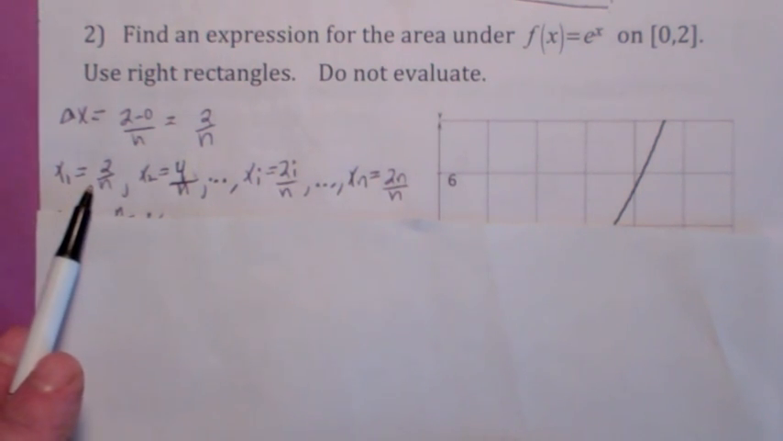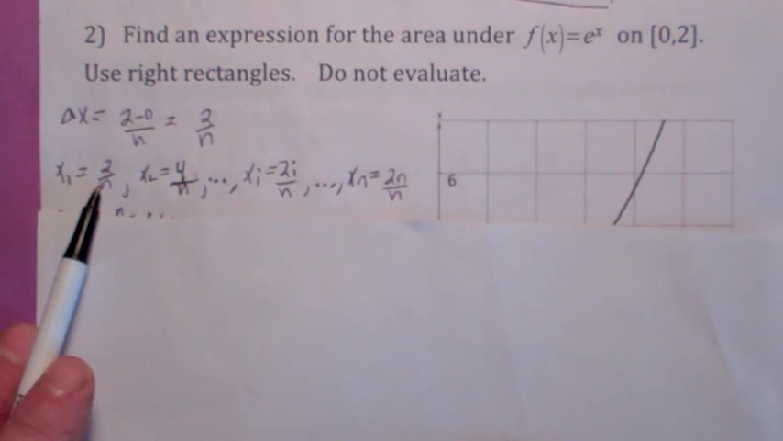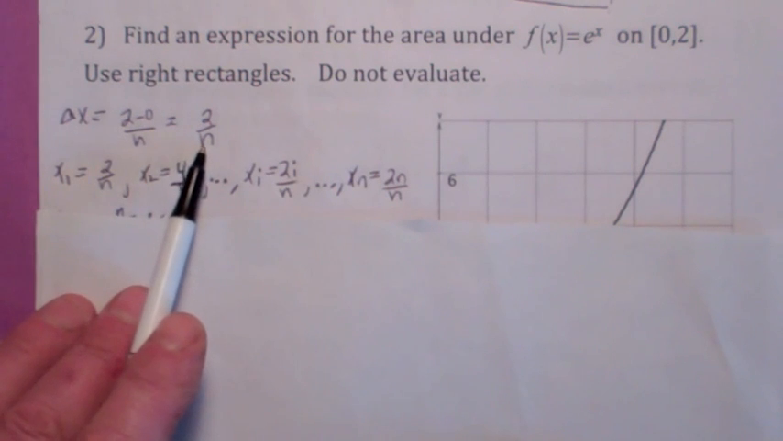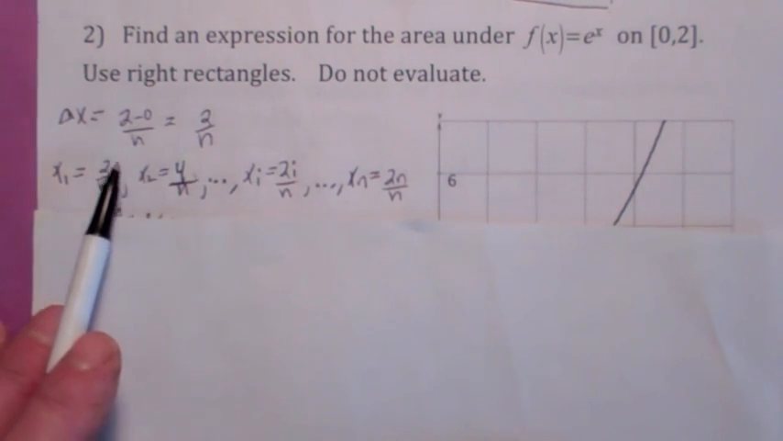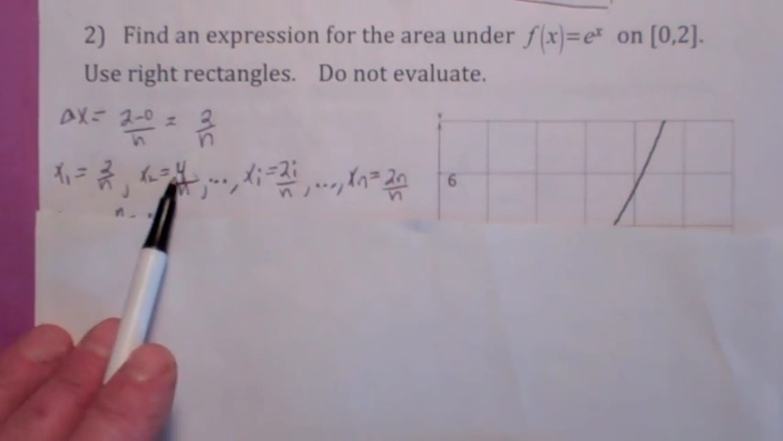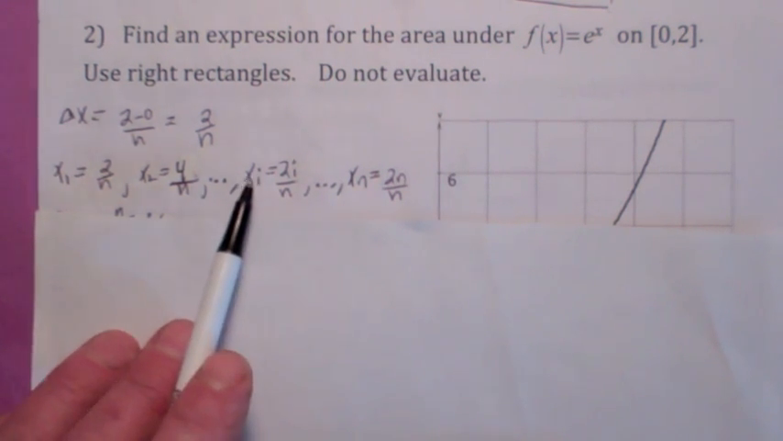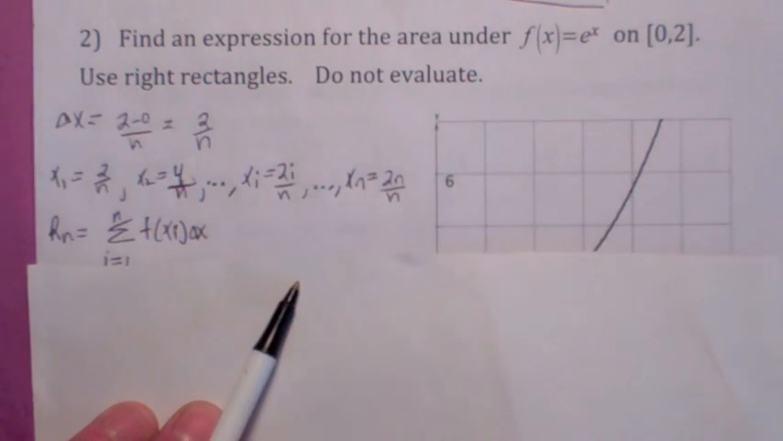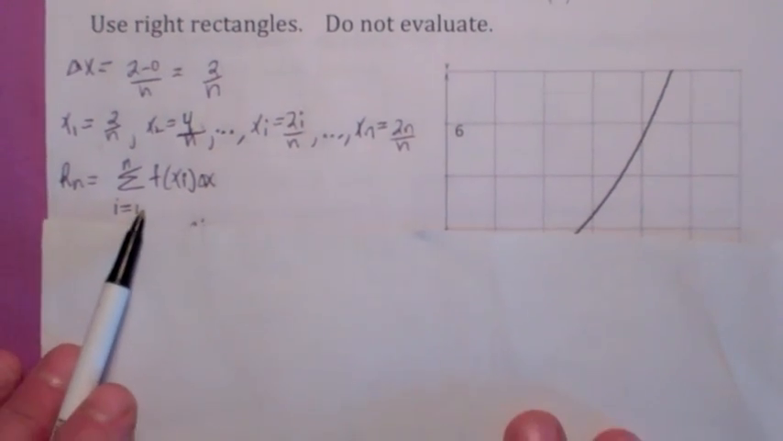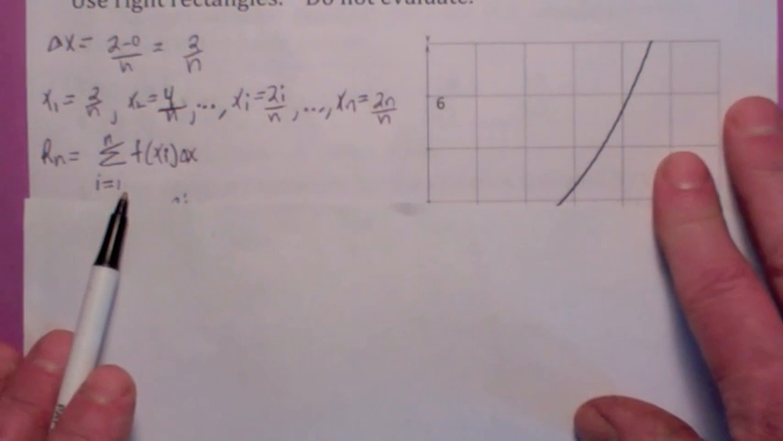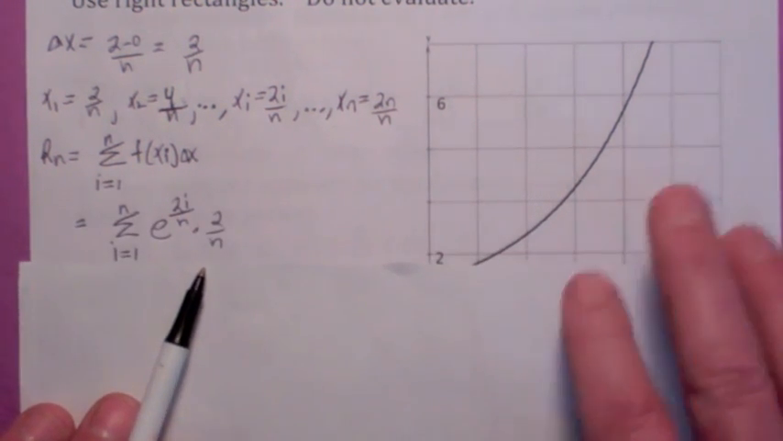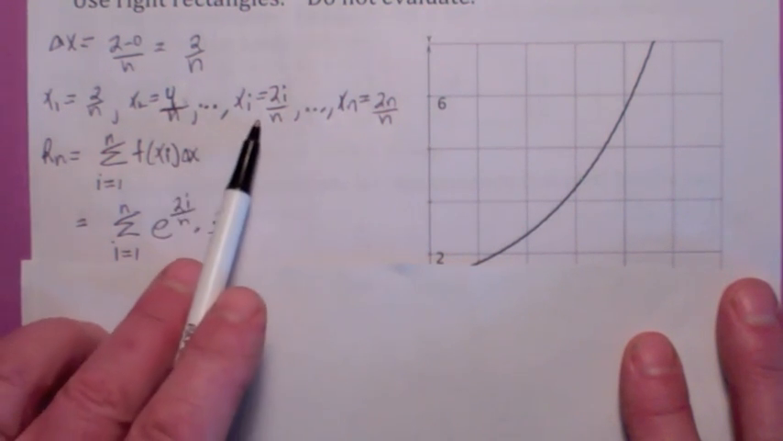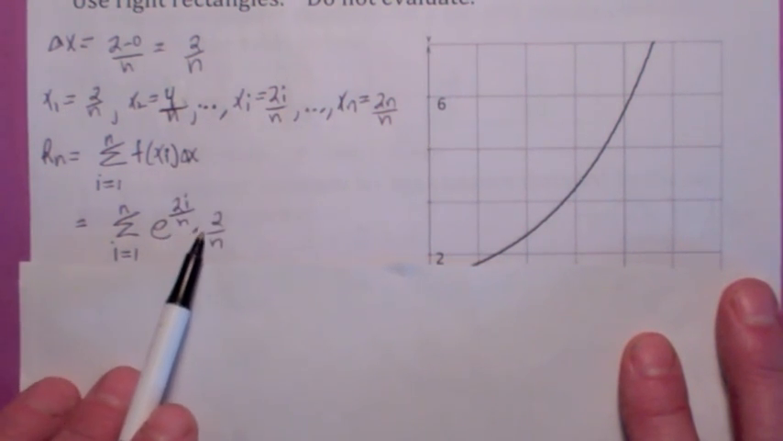Just count it out. x sub 1 would be the right endpoint of the first subinterval, so you start at 0, the right endpoint would be 2 over n. x sub 2 would be, you'd march over another delta x, so the right endpoint would be 4 over n, and so on. So x sub i turns out to be 2i over n. So what would R sub n be? R sub n is the summation i equals 1 to n of f of x sub i delta x. When you plug that into the function e to the x, it's e to the 2i over n times delta x.